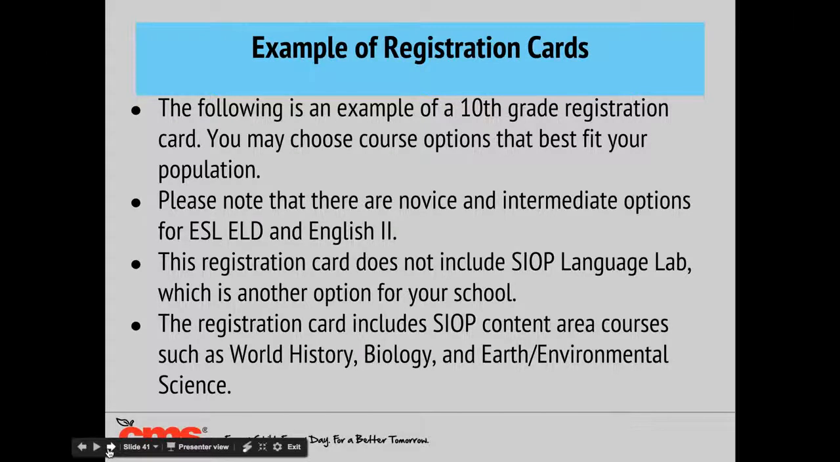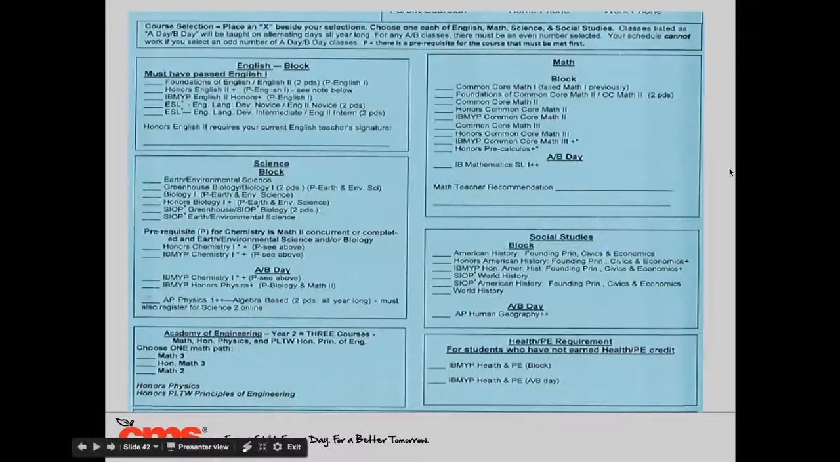So now we have some examples of registration cards. There's a template that the school system uses to come up with your registration cards, but then of course each school tailors the registration cards and the course offerings for what's available at their school based on their staffing. So this is just a basic registration card for 10th grade. You'll see that they have the basic academic classes, your English, your science, your math, and your social studies. And then within those subject areas, there's the available courses that are offered at this particular school.